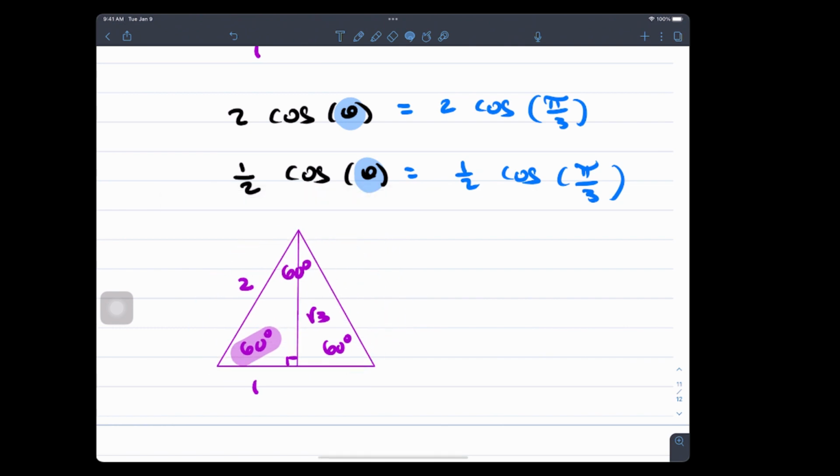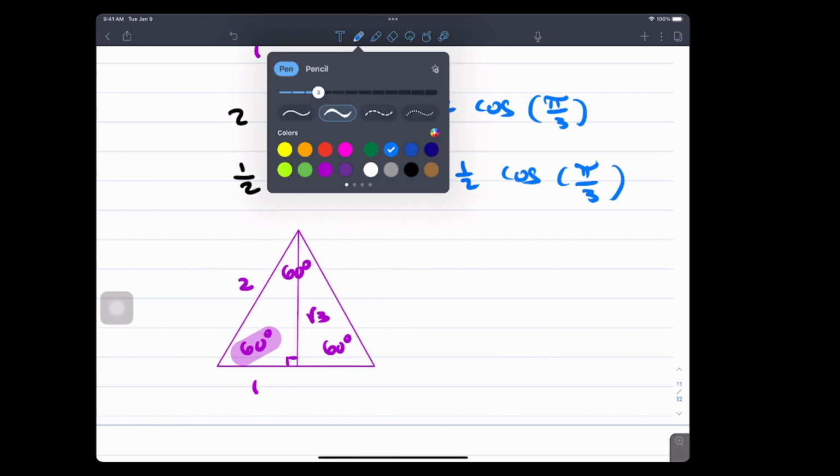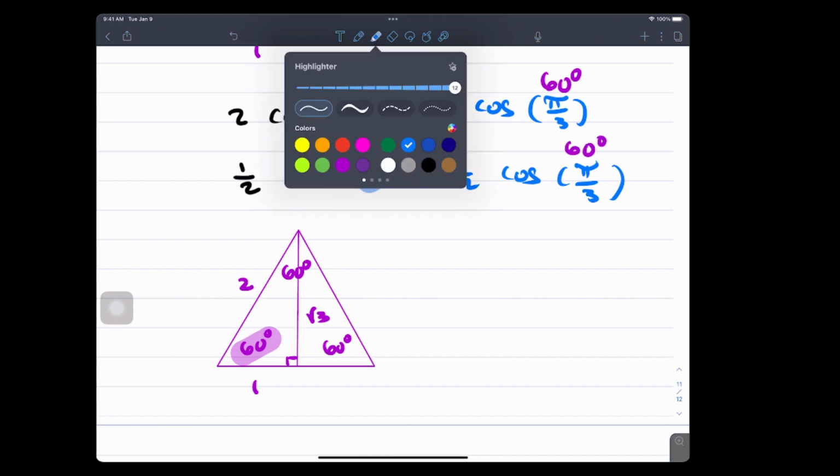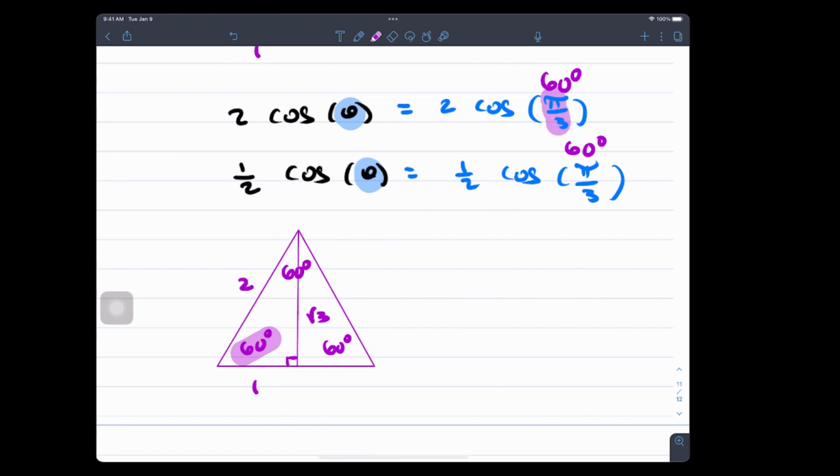What is pi over 3? Is that 60? I mean, that's not a reference angle. I mean, it is. It's a quadrant 1 angle. It's a geometry question, really. Okay.